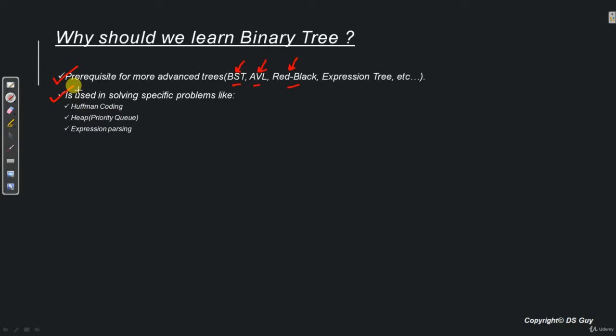Now apart from that, there is one more reason that we should be learning binary tree. There are some specific problems which are solved using some specific techniques like Huffman, heap or expression parsing. These are some standard problems which can only be solved efficiently using a binary tree. So again, if we don't learn binary tree, we won't be able to solve these kinds of problems. So we should learn binary tree. I hope you have understood what is a binary tree and why we should learn a binary tree.